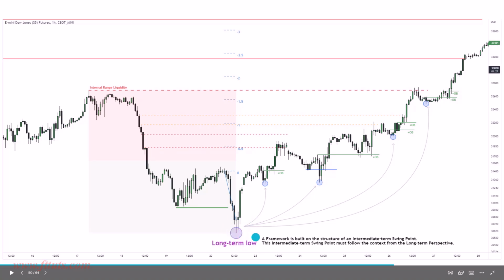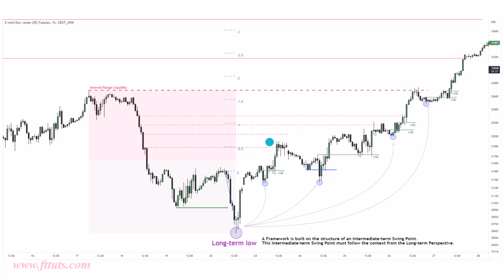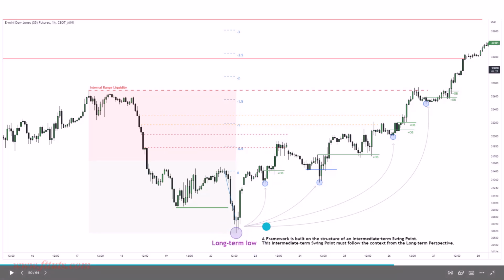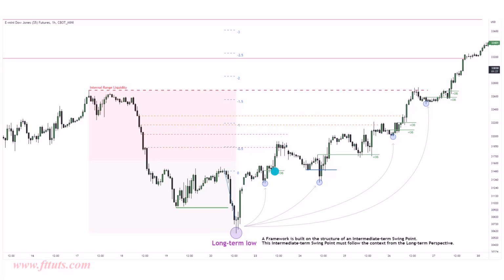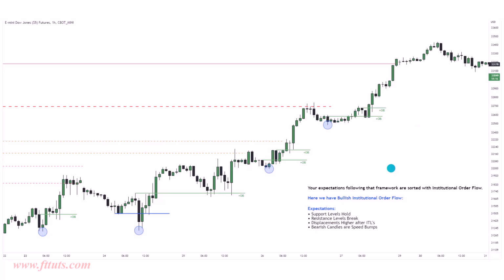So we know, because this could be a rebalanced high, most definitely. This is a rebalanced high. So you have a fair value gap and it rebalances. So you would classify that as an intermediate term high. But due to the context of the long-term low, intermediate term highs are supposed to break and intermediate term lows are supposed to hold. Your expectations following that framework are sorted with institutional order flow.